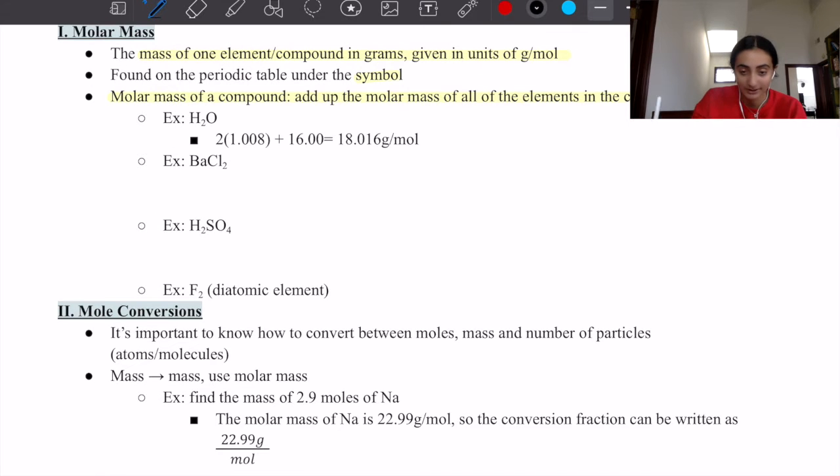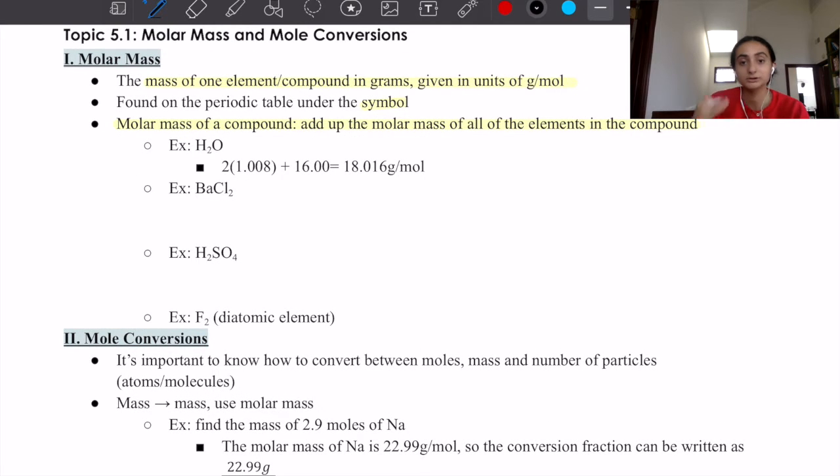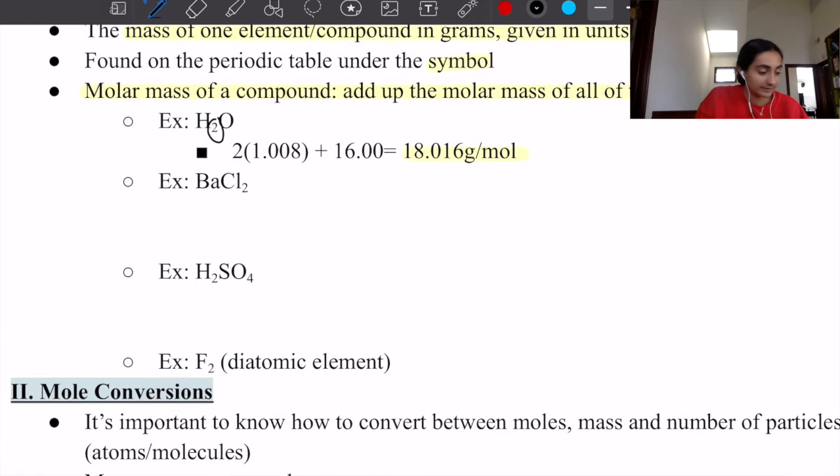So the first example with calculating the molar mass of a compound that I have is H2O. So I'm just going to go back through the steps that I just mentioned. I'm going to take the molar mass of each element in the compound, multiply it by its subscript, and add them all together. So first we have hydrogen. The molar mass of hydrogen under the H is 1.008. So I'm going to multiply that by 2. And then add 16, which is the molar mass of oxygen, and add it together to get 18.016 grams per mole.